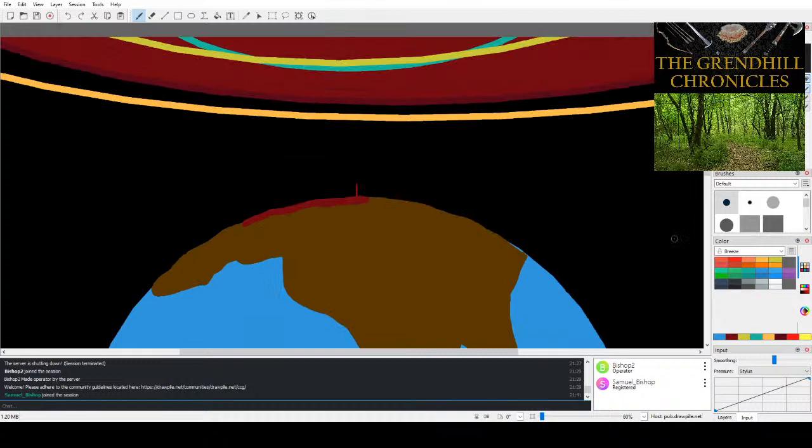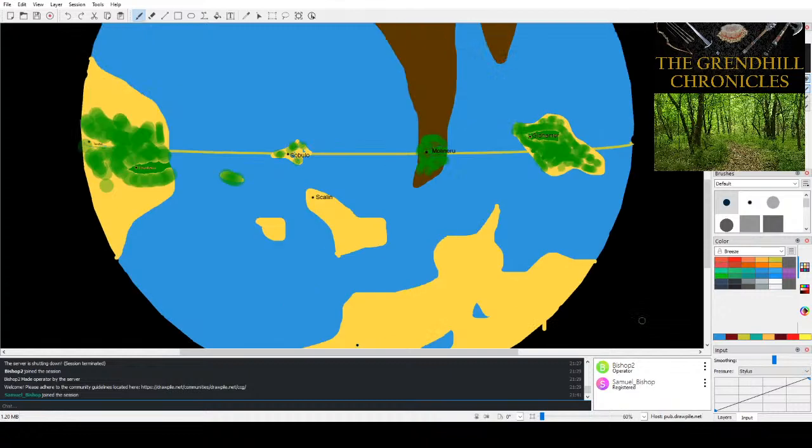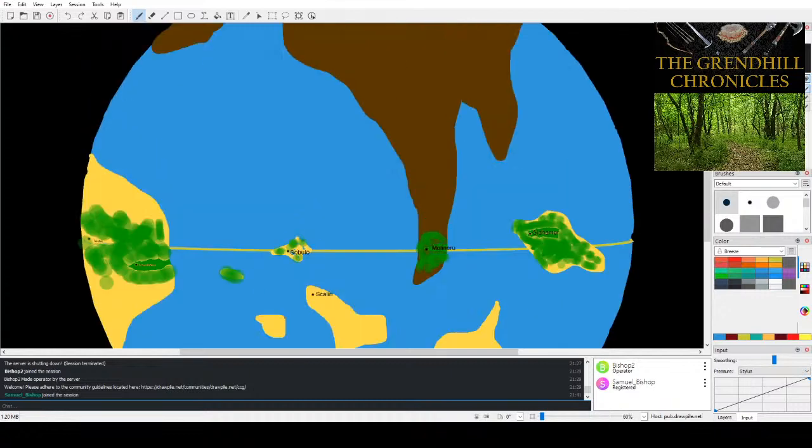But I try to put some grain on the equator where the temperature stays okay. Okay, so here's the thing.